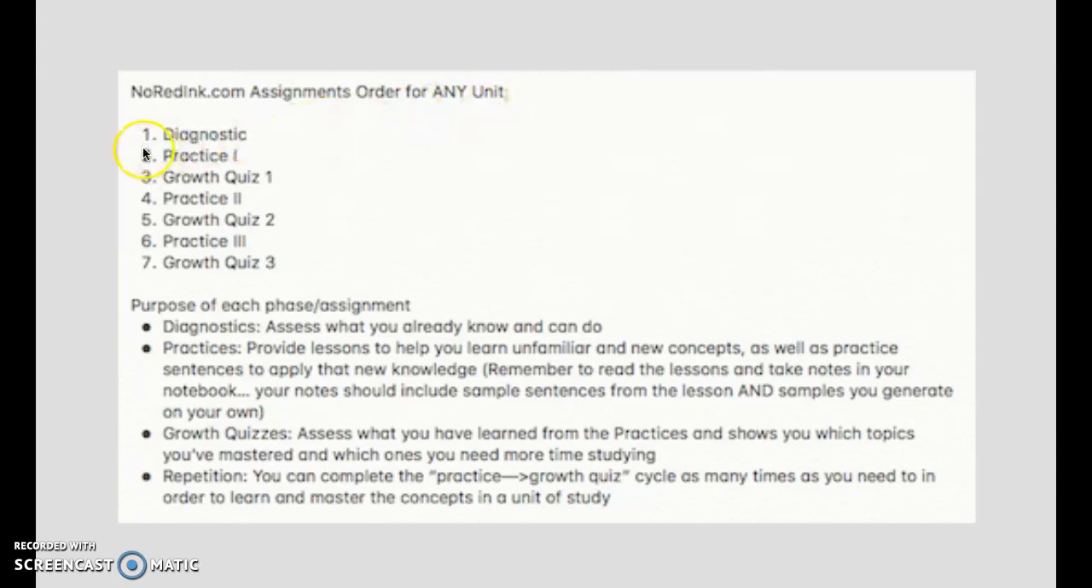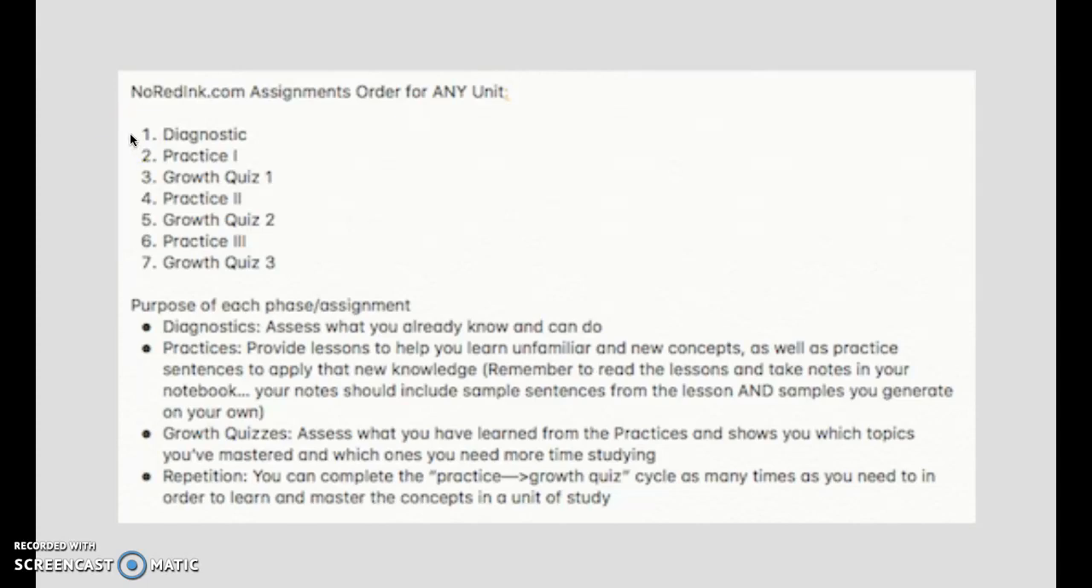So there's a progression that is logical, and I want you to be really clear about what that progression is so that it's no longer confusing to you when you open up NoRedInk.com which assignment you should be doing. Okay, there is another video for you on how to find the assignments that you're looking for. So make sure to watch that after you watch this one.